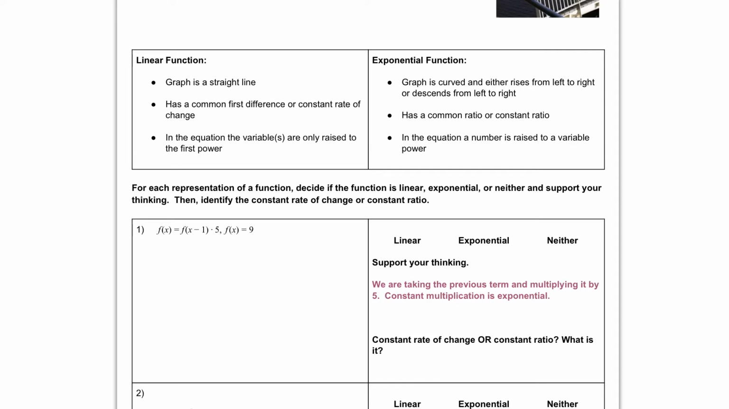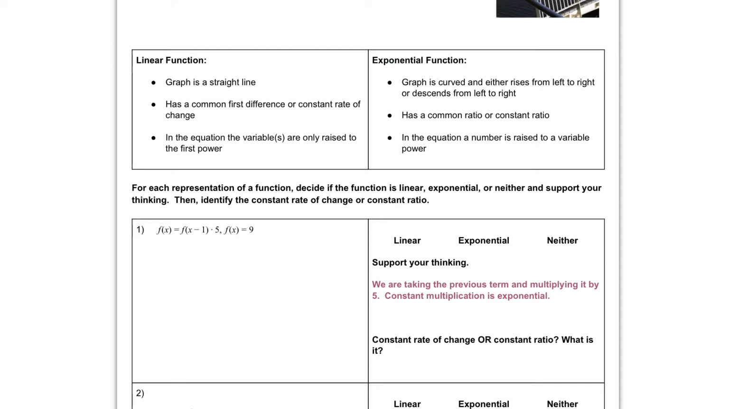In this task, we are going to be comparing linear functions and exponential functions. So let's briefly read in the boxes above of what each one represents. A linear function means that the graph is a straight line. It has a common first difference or a constant rate of change. In the equation, the variable is only raised to the first power. So the biggest exponent is going to be a 1.